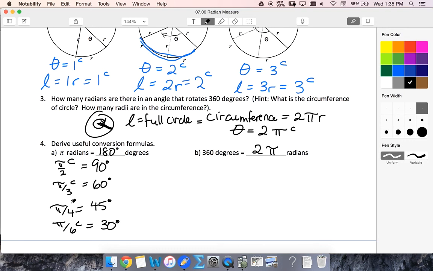And of course, these are our special angles, so it's really handy if you have these memorized as well. But if you forget, pi radians is 180, and of course you can always do the division to help you.